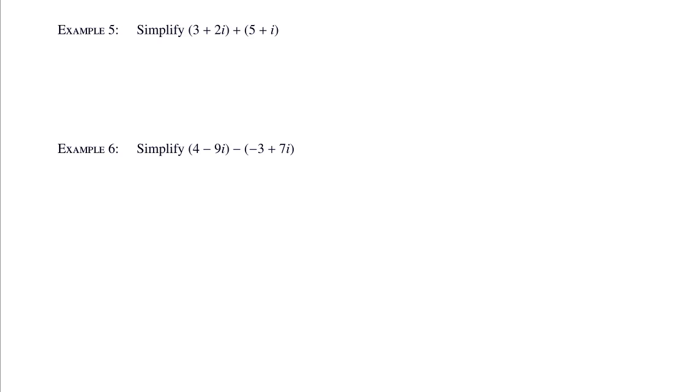In example 5, we have two complex numbers and we want to add them together. Adding complex numbers works just the same as if the i were an x or any other type of variable. You just add the like terms together. So here we have the real numbers 3 and 5, so that would be 8. And then the numbers that have i's, 2i plus 1i is 3i. That's it.